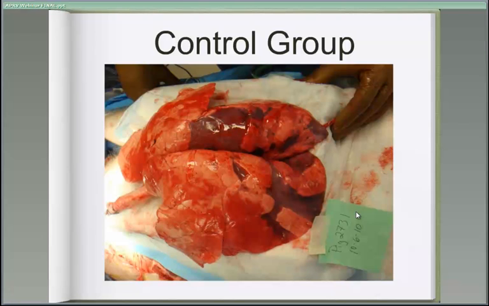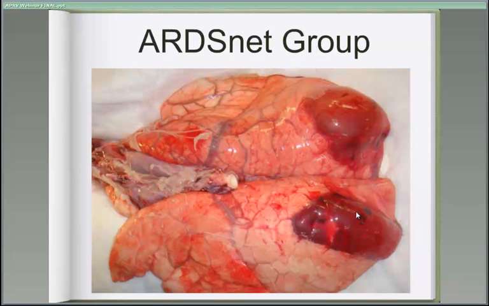Now here's the gross histology. This is the control group. Now this is looking at, again, 10 mLs low PEEP strategy, and you can see some atelectatic areas of the lung, pneumothorax here, barotrauma, and of course just very angry hemorrhagic lung. This is the ARDSNet group here. You can see some bullous areas of the lung and some hemorrhage and some overall inflammation of the lung.